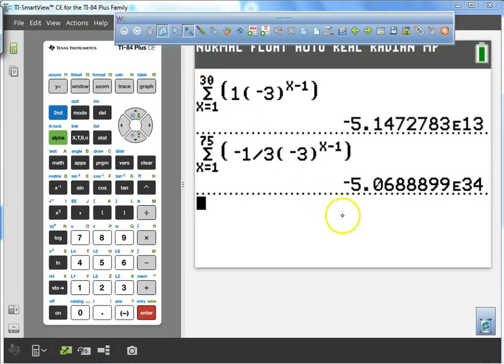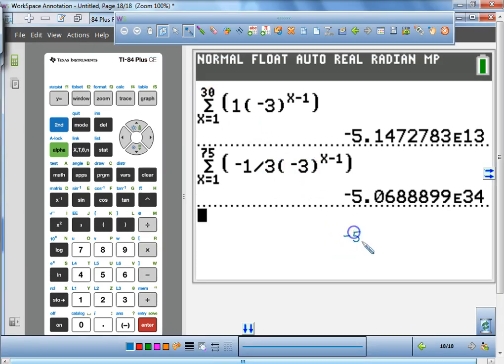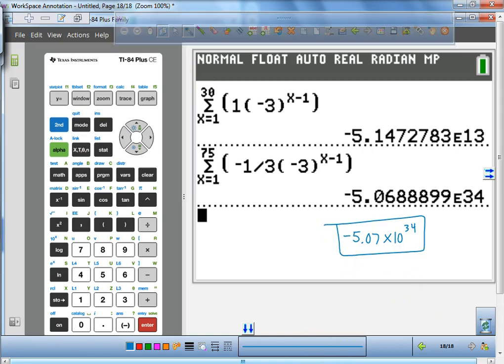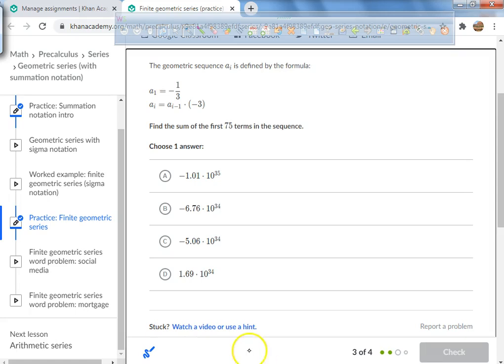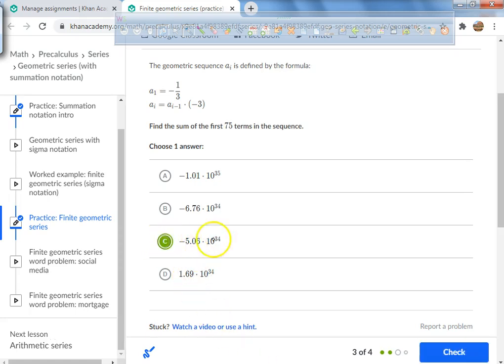And I get -5.07 times 10 to the power of 34. And that's how easy it is, guys. All right? Oh, it looks like they said 5.06, but I'll still choose it.